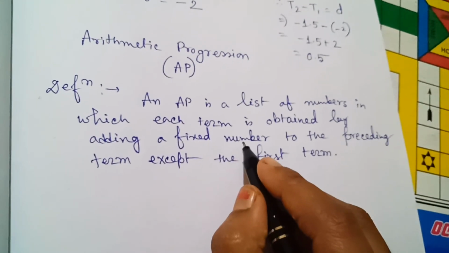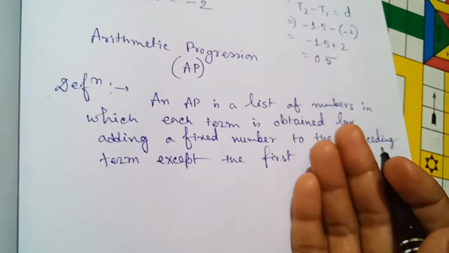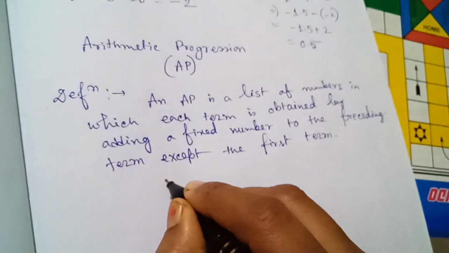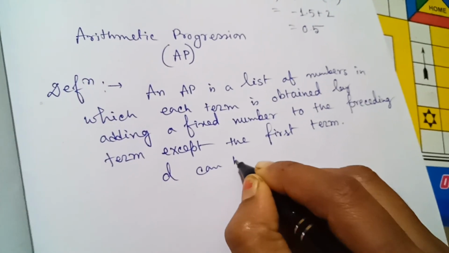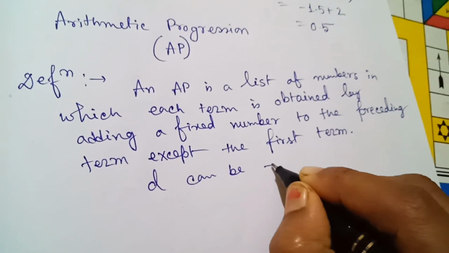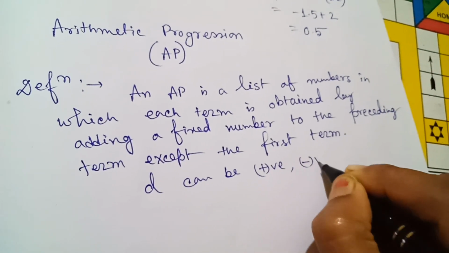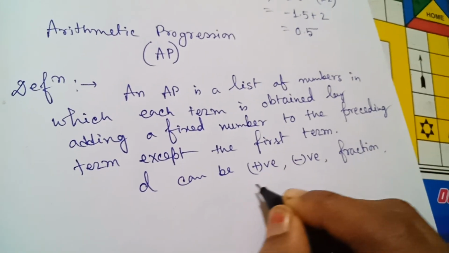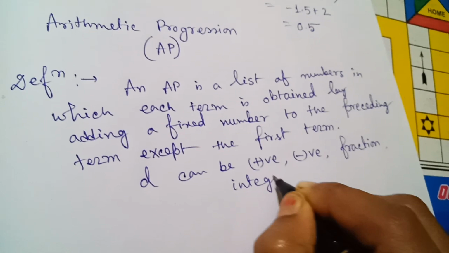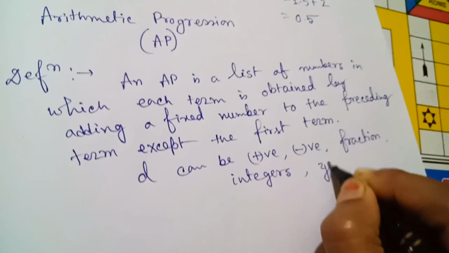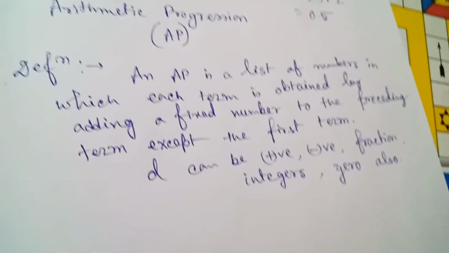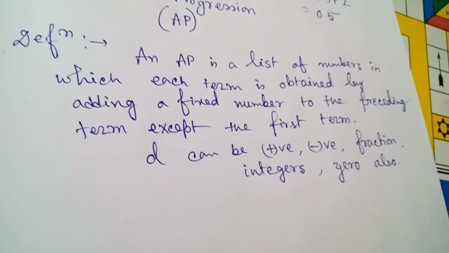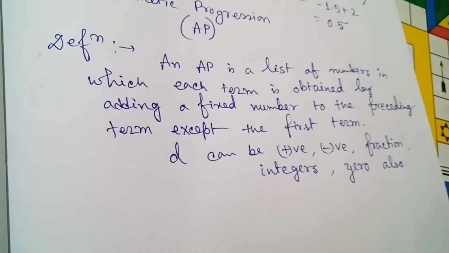This fixed number is called, obviously, the common difference. Now you can see from the last 4 examples that D, that means common difference, can be positive, can be negative, can be fraction, can be integers, can be 0 also. Okay, so D can be any one of these, right?